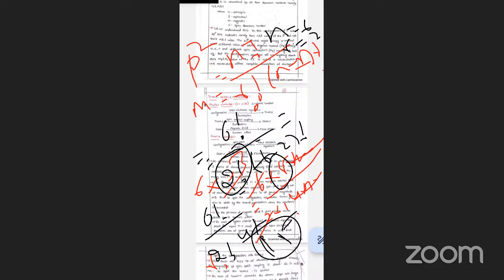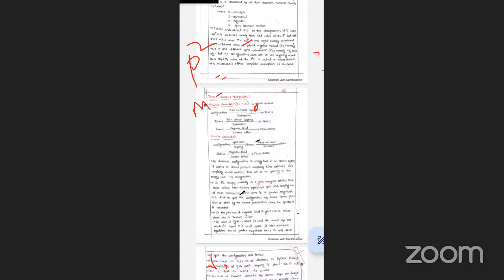The p2 configuration means the p orbital contains 2 electrons. How many microstates are there? 15 microstates are there. That means our possibilities for those 2 electrons, our orientation or representation in that orbital. How many possibilities are there? 15 possibilities are there. Okay. Once again we can calculate that.